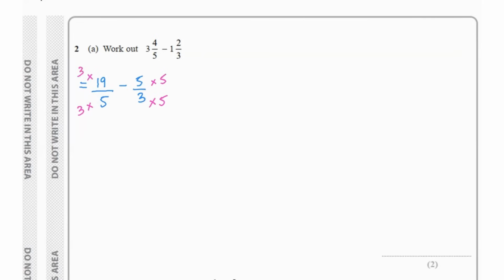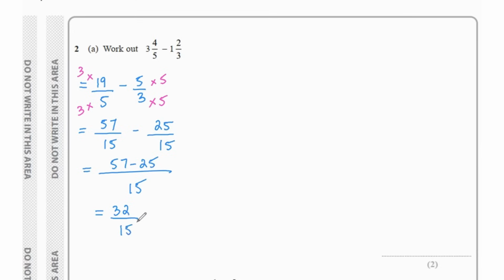Once we do that, we can see that they have a common denominator of 15 now. So 19 times 3 is 57 and 5 times 5 is 25. We can subtract them now. And that's going to give us 32 over 15, which in mixed number is going to be 2 and 2 over 15. That is your answer.